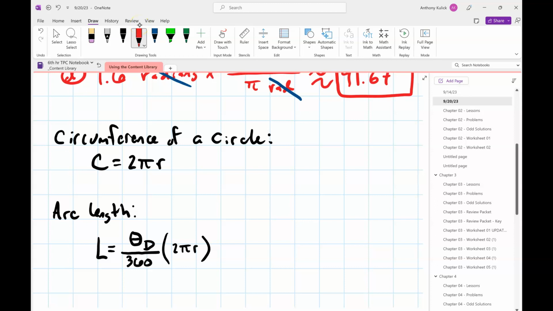Now notice that we can reduce this, right? The 2 and the 360 can reduce down. And then if we rearrange this, this would be like my angle measure in degrees times pi over 180 times r.